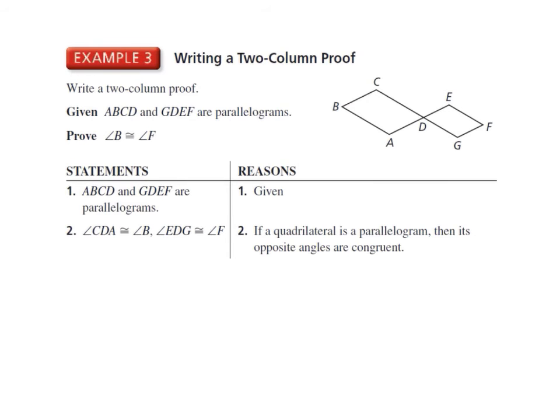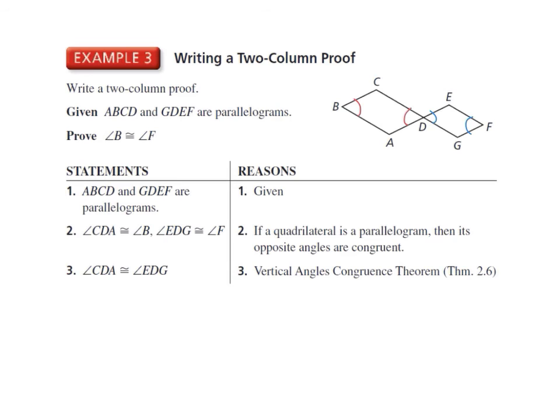So since both of these images are parallelograms, we can use the properties of parallelograms, which means that opposite angles are congruent, and ultimately we're trying to prove that B is congruent to F. So if we can say that CDA is congruent to angle B, and then we can say that EDG is congruent to F, by the vertical angles theorem, we can say that angle CDA is congruent to EDG.